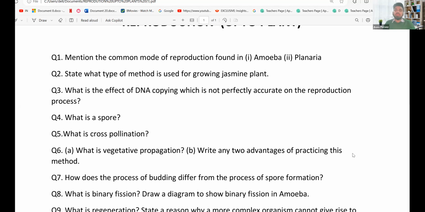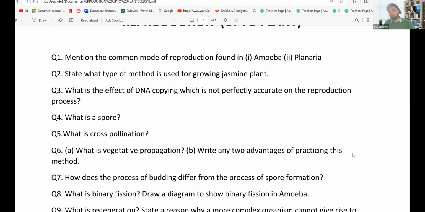Okay, Jesslyn, answer question number two. For the jasmine plant, layering is used. Layering is a method where the branches are grown in the soil but are still attached to the main plant, and it develops roots. After it is developed, it is detached from the main plant and grows independently. Very good, very good.